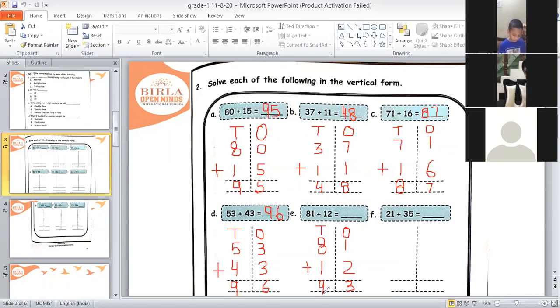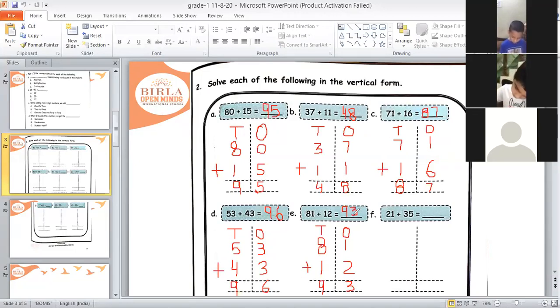So answer is? 93. Yeah. So answer is 93. So we will write this answer here in this space. Answer is 93 children.